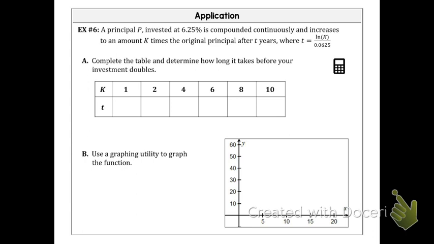All right, so we've got an equation there, so we're just going to plug in our K into our calculator and solve it, okay? Or you could put that equation into your Y equals and go to your table and find when K is 1, 2, 4, 6, 8, and 10, what that T value would be. And these boxes are too small for me.